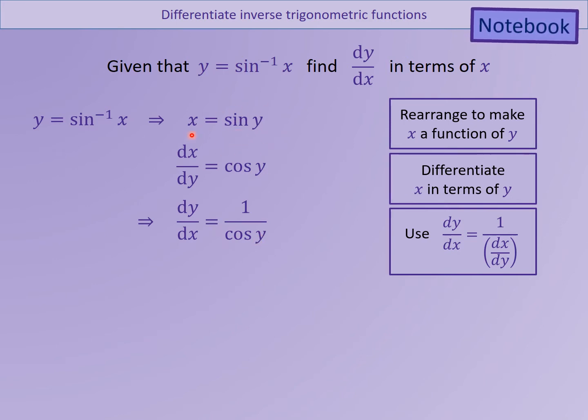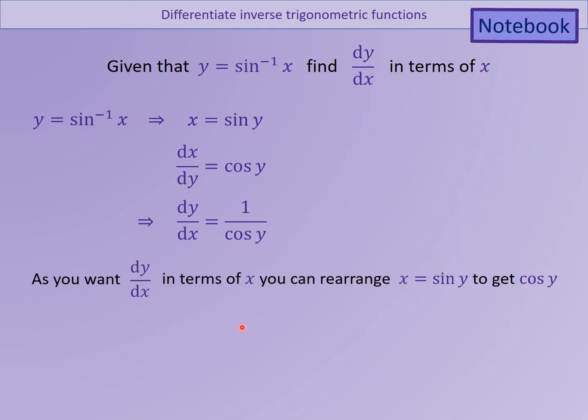But what we could do then is use some sort of rearrangement with a trig identity to write cos y in terms of sine y. Now I know that cos y and sine y aren't linked, but I do know that cos squared and sine squared are linked. So I can rewrite cos y using sine squared and cos squared, and rearrange and use it like this. But let's just have a look and see.